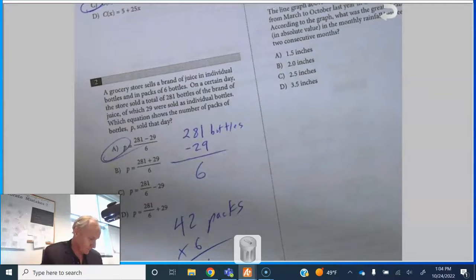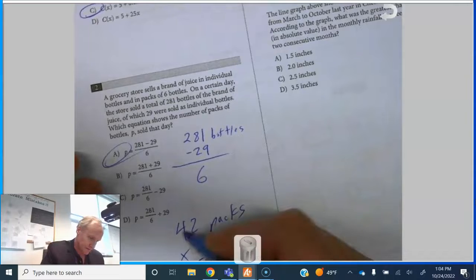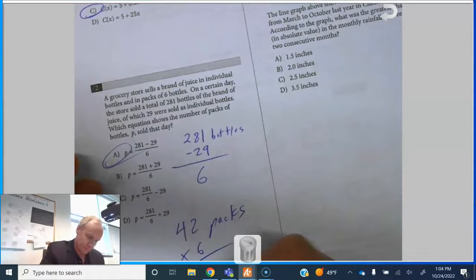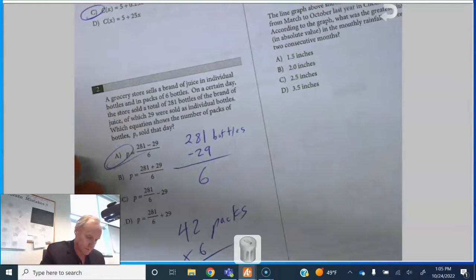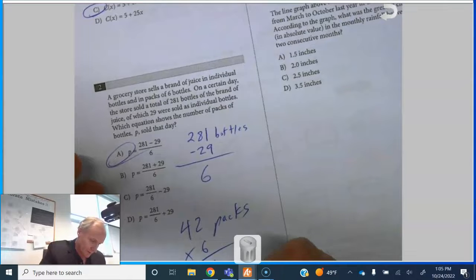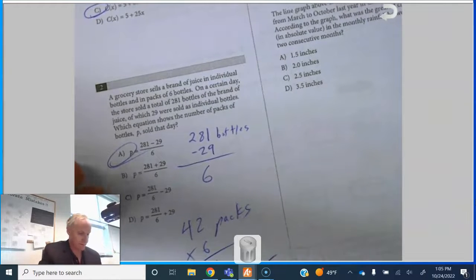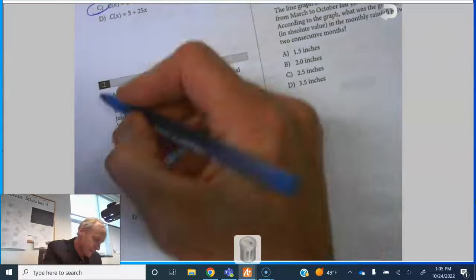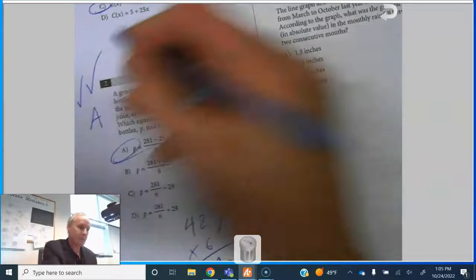Must have made a mistake. 281 minus 29 divided by 6, 42. Times 6 is 240. Oh, 252. Idiot. And 252 plus 29 makes 281. There it is. Can't multiply today. Okay, so A, I've double checked it.